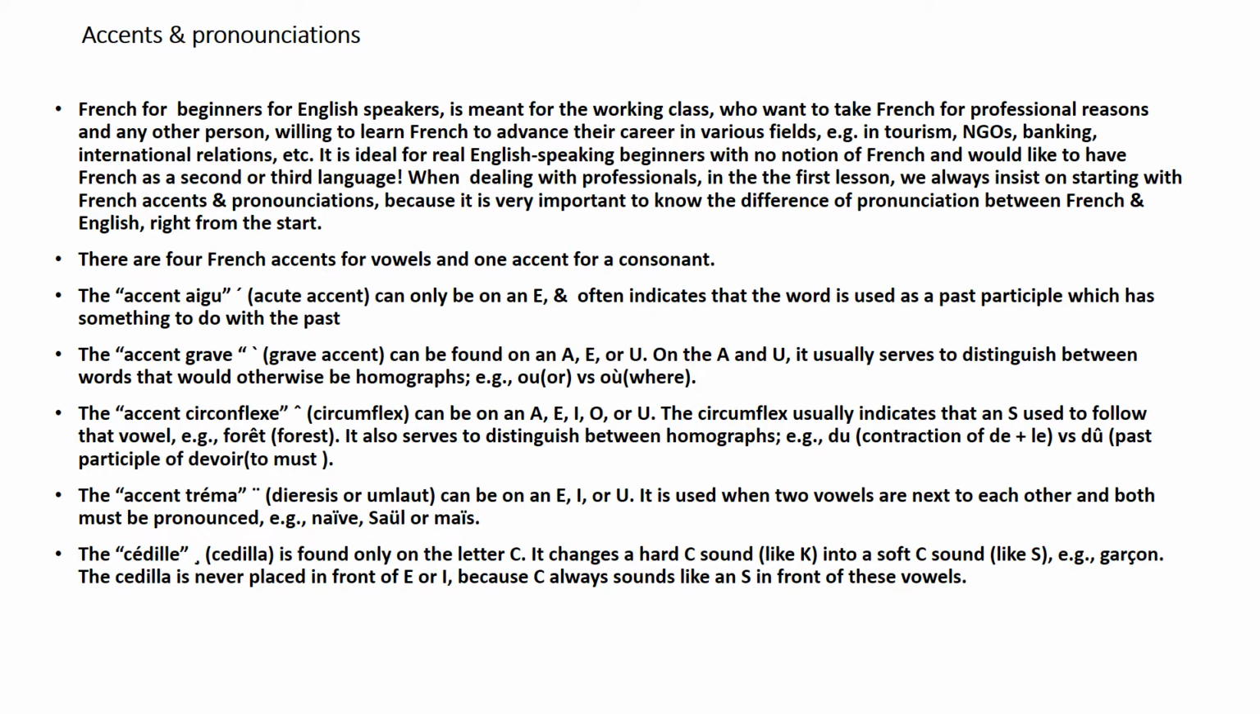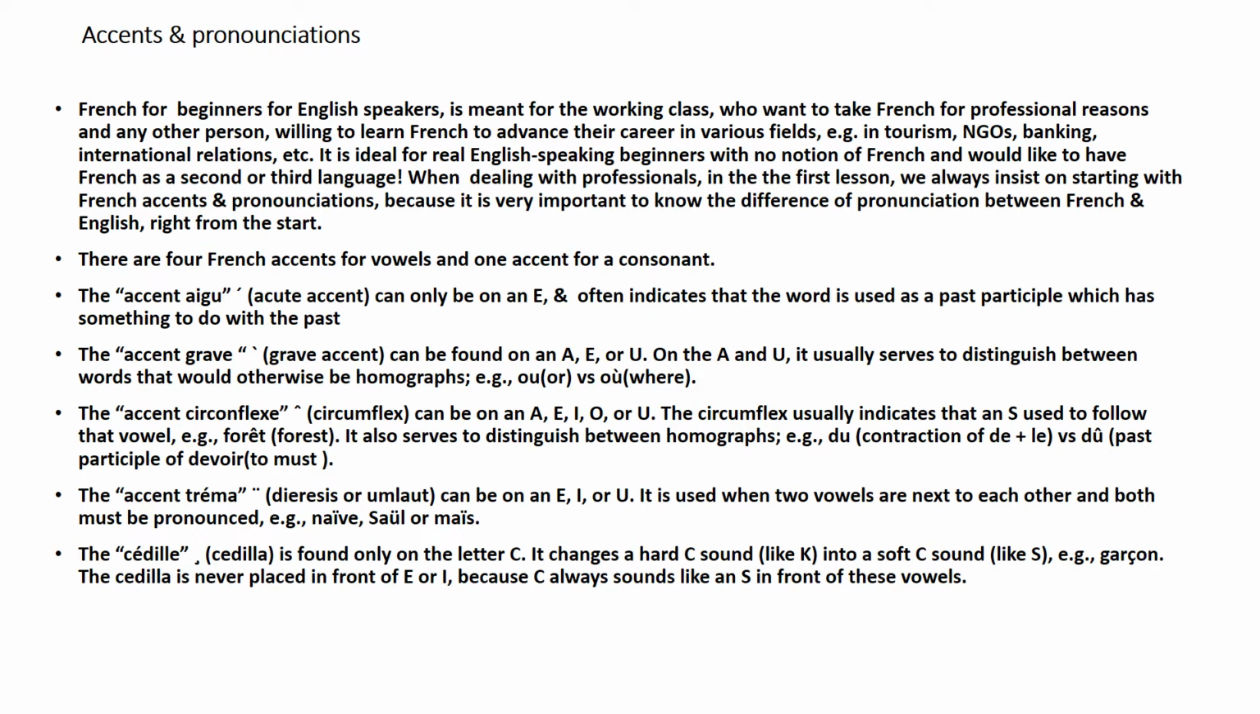2. The accent grave, grave accent, can be found on an A, E, or U. On the A and U, it usually serves to distinguish between words that would otherwise be homographs, e.g., OU, which means or, versus OÙ with the accent, which means where.